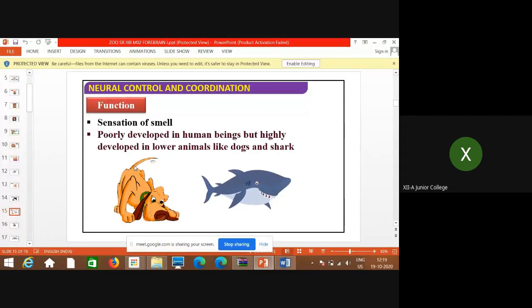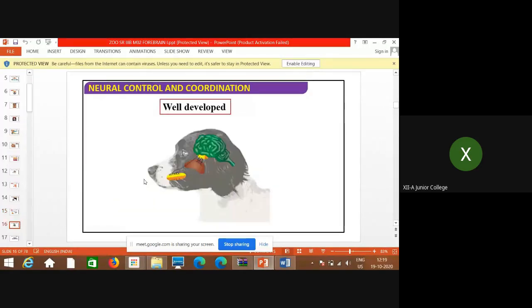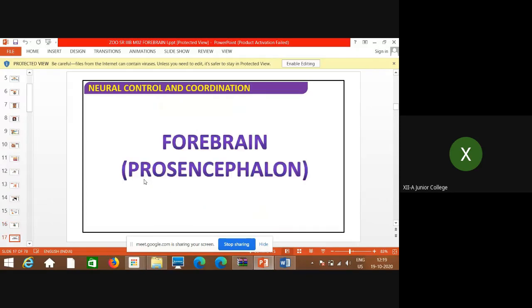In human beings it is a little poorly developed, but it is highly developed in lower animals like dogs and sharks. You must know how dogs smell, and that's why in many criminal cases the police department takes the help of dogs, because the sense of smell is very strong. Even sharks are also called dogfish, isn't it? Because the sense of smell is very high. And what is the part? That is the olfactory lobes. So in dogs, it is very well developed.